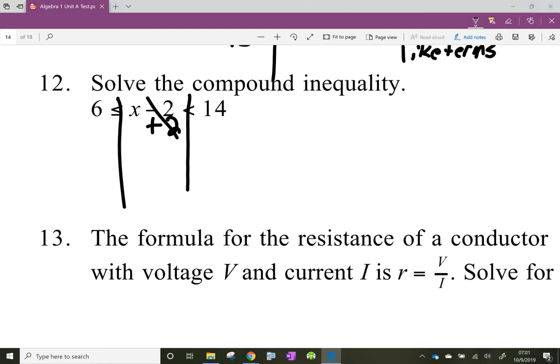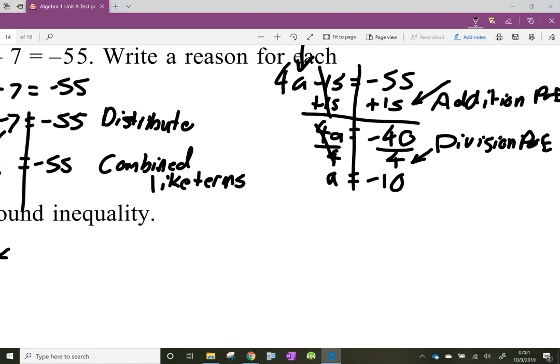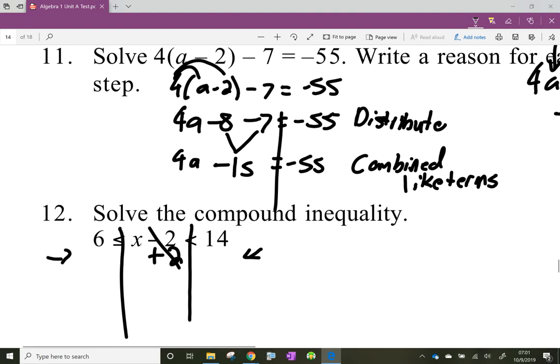But remember, if I do it to the middle, I have to do it to the left side and the right side. Just like up here, when I did adding 15, I did it to the left and the right. When I divided by 4, I did it to the left and the right. So when I add 2, I'm doing it to every part of this. I'm doing it to the left side and the right side as well.